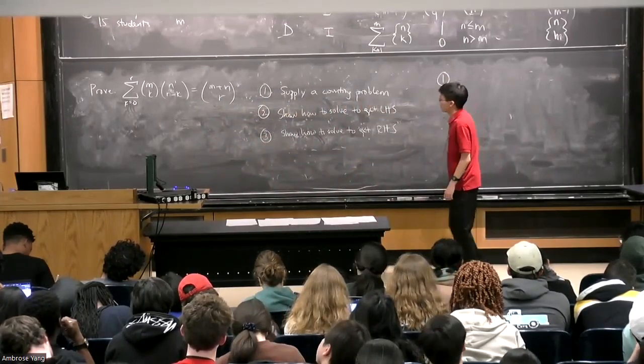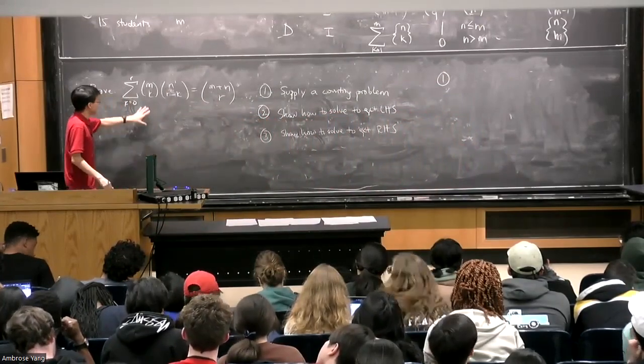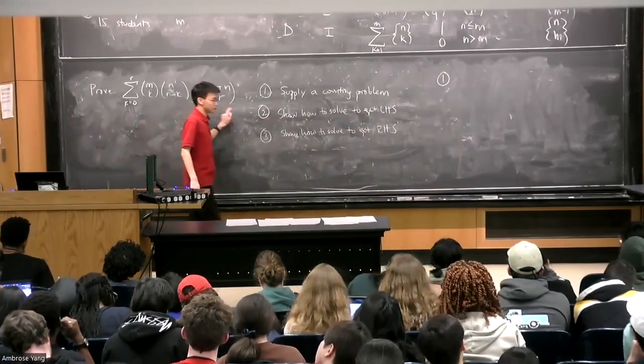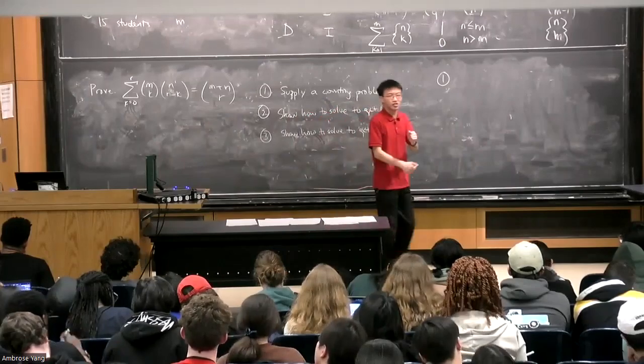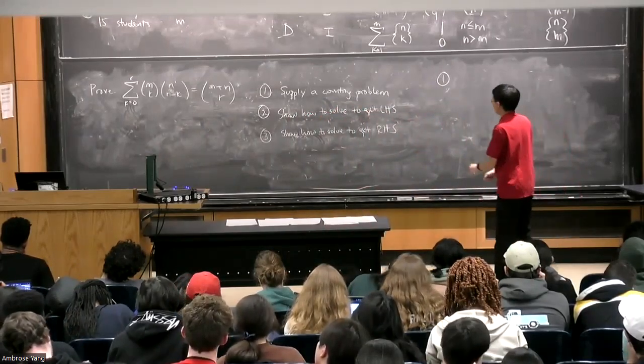Part one, the way to supply a counting problem, you look for the easier side. This looks complicated, but this looks easy. Look for the easier side and immediately make a counting problem for the easier side: m plus n choose R.